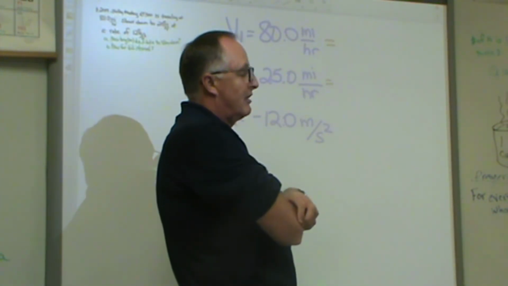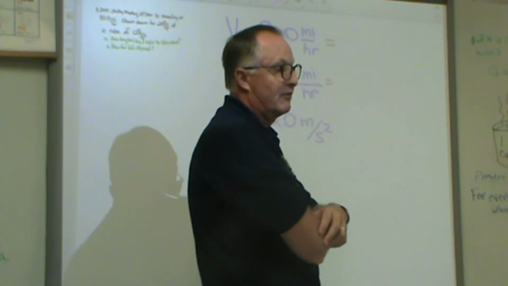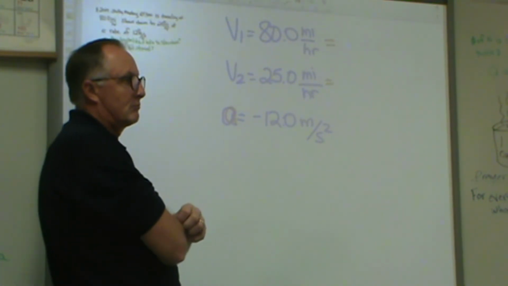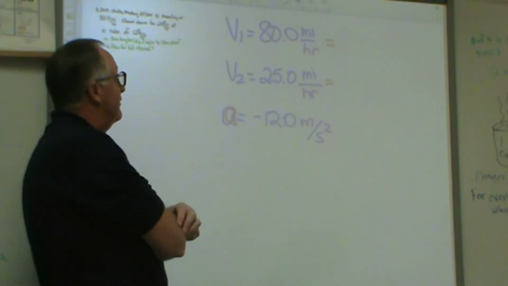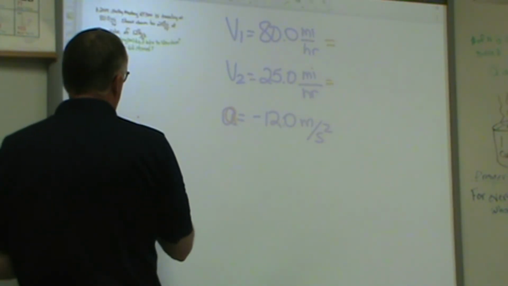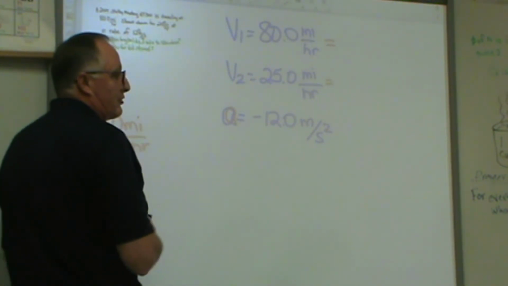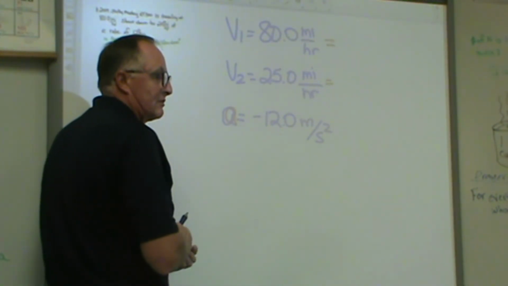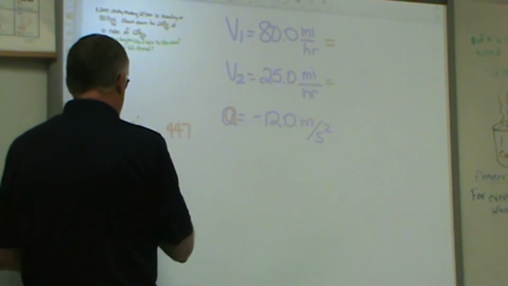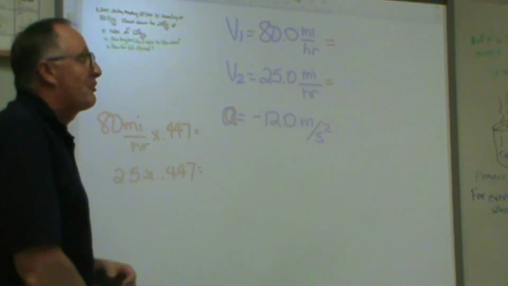0.447 meters per second. You're going to need a calculator, because that doesn't give us anything by itself. You multiply it by the 25, and then you multiply it by 80. So we're going to do 80 miles per hour times the factor to go from miles per hour to meters per second, 0.447. And then you do the same thing, 25 times 0.447.